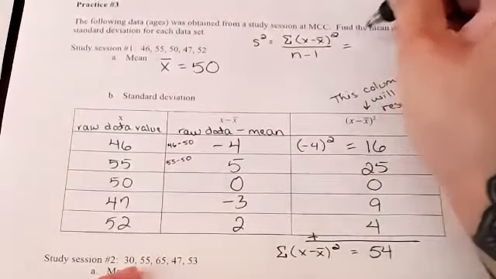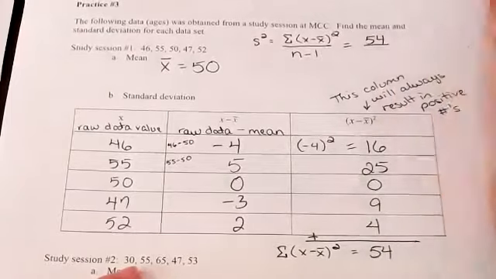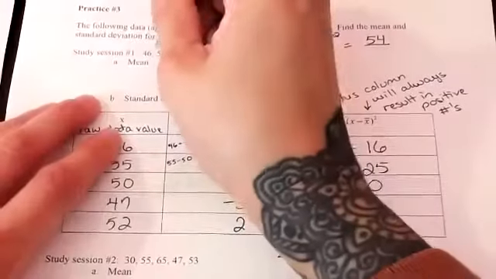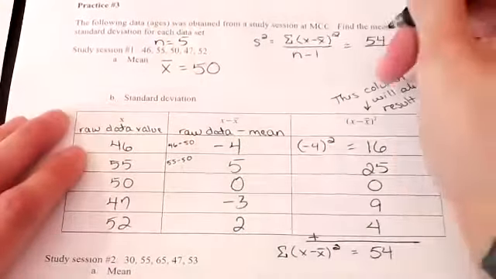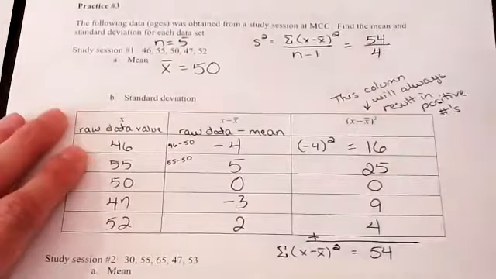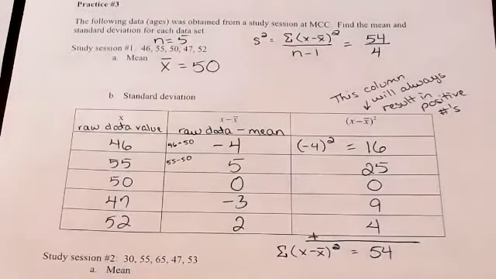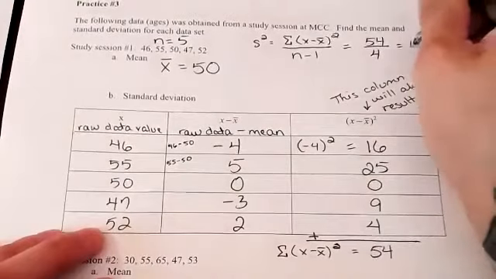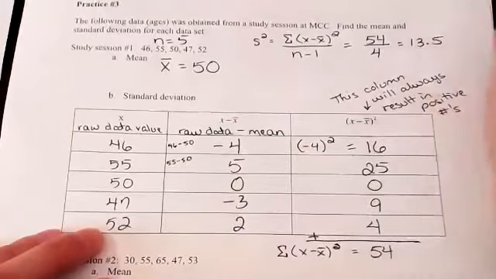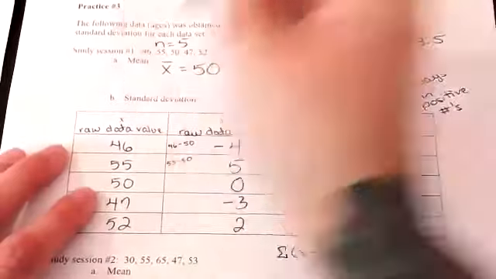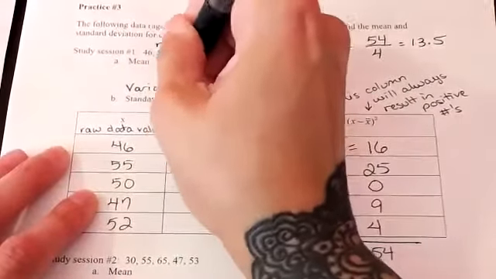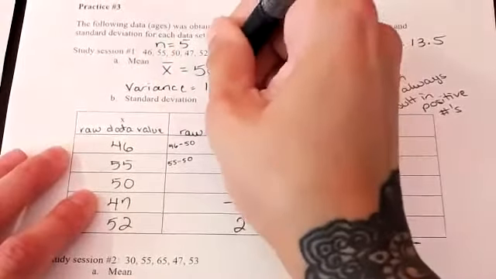Let's go ahead and replace the numerator with 54. And then we have 5 values. N in this case is 5, so we're actually going to divide by 1 less, so we're going to divide by 4. And that's going to give us 13.5. So the variance, and I'm going to sneak that in right here, the variance is 13.5.